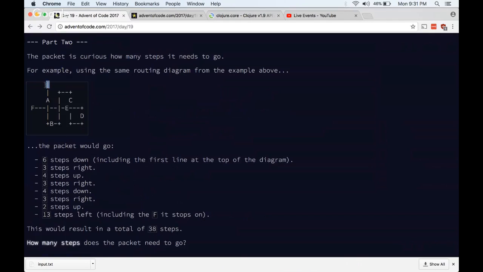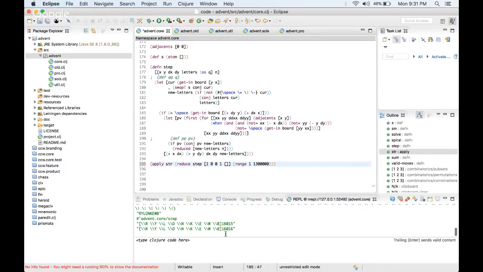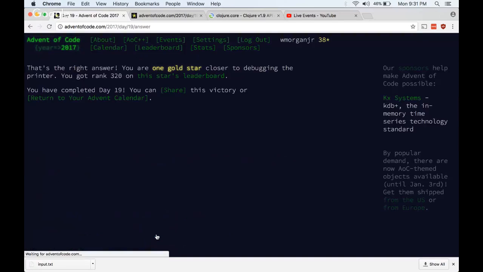Saying that you start here and then you go 6 steps down. So 1, 2, 3, 4, 5. Oh, I see. It counts the first step as a step. Okay, so the first step counts. So the answer is 16. Oh, 16. Right answer. Rank 320. Okay.